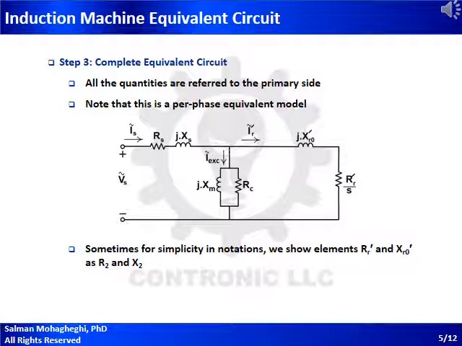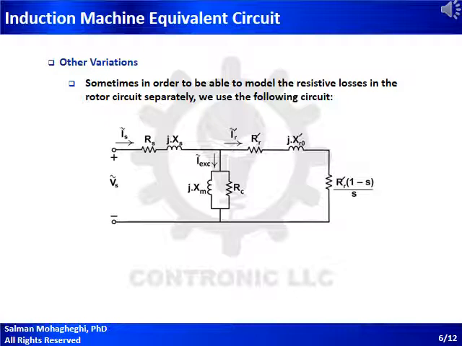If you look at different textbooks, you might see different notations. Some, for simplicity, instead of showing R_R prime and X_R0 prime, show them as R_2 and X_2. And sometimes they replace R_S and X_S with R_1 and X_1. Regardless of what notation you follow, you have to remember what these quantities are representing. Some are representing the resistance of the metal bars and the resistance of the windings. Some are representing the leakage inductances. So it's important to pay attention to what they represent. Once you're comfortable with that, you can take any notation that you want.